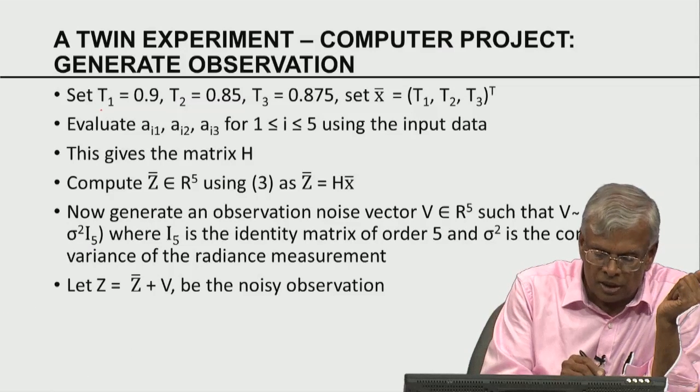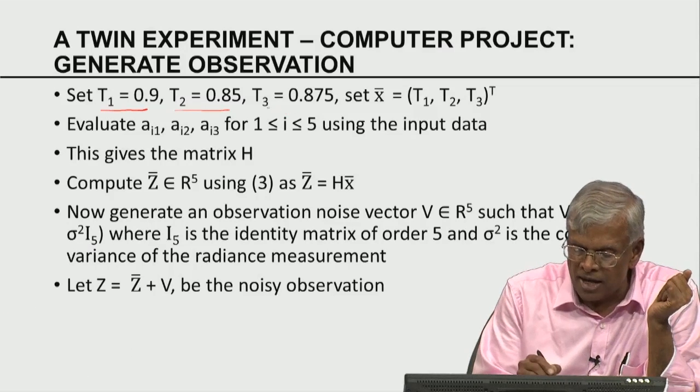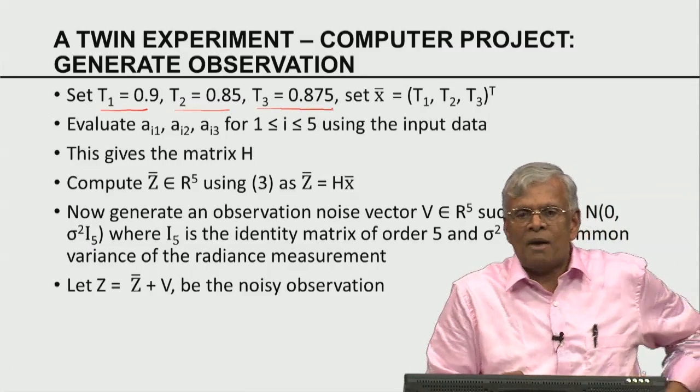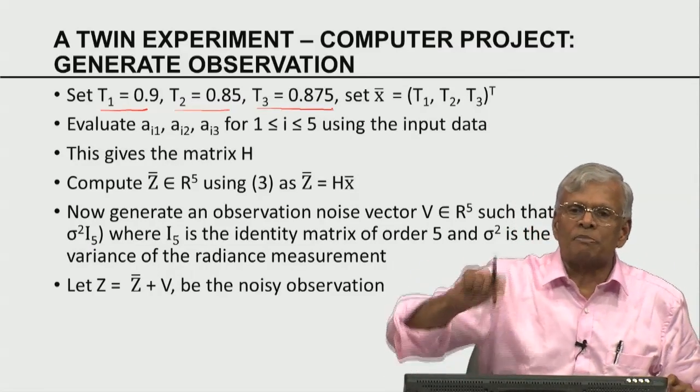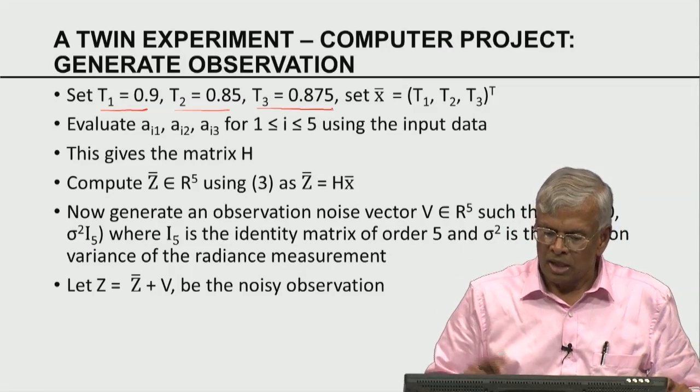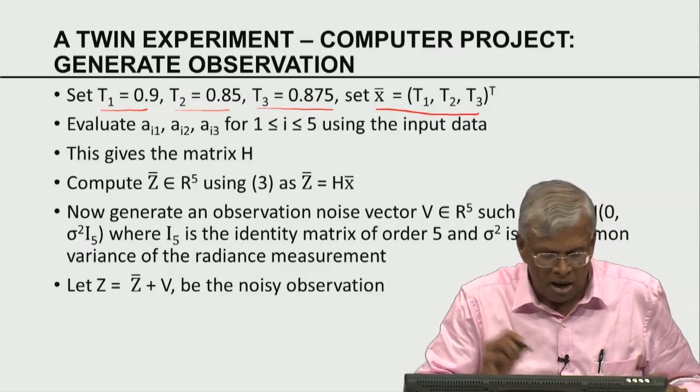Let us pretend T1 is 0.9, T2 is 0.85, T3 is 0.875. So, what am I going to do now? I am going to solve a forward problem first. I am going to assume T1, T2, T3. That is going to be the set X bar.